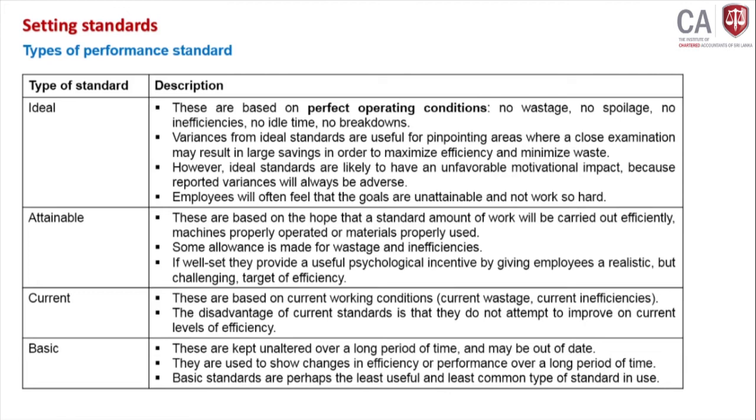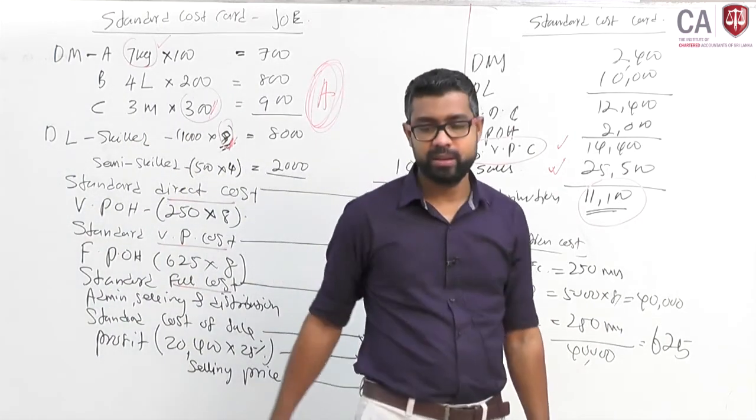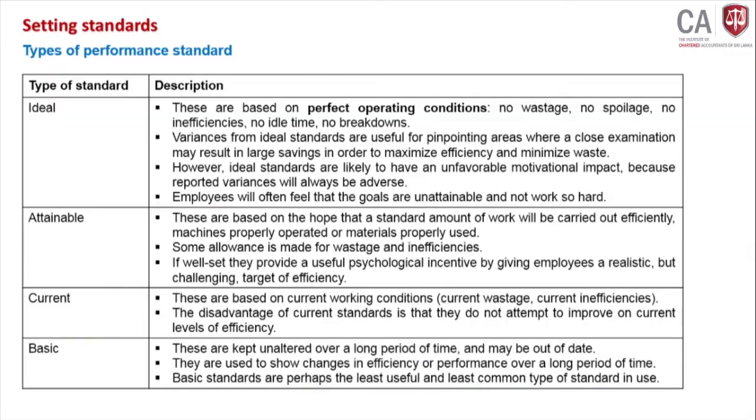Then the third type, current. This is based on the historical information that we have: currently it takes 3 meters, currently it takes 4. That is not the ideal, that is not the attainable. Currently it could be less or more than that. That's fine. We set the current standard on this base. These are based on the current working conditions, current wastage, current inefficiencies.